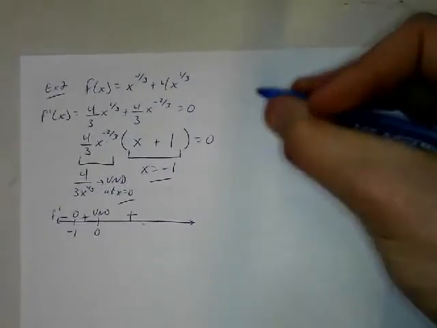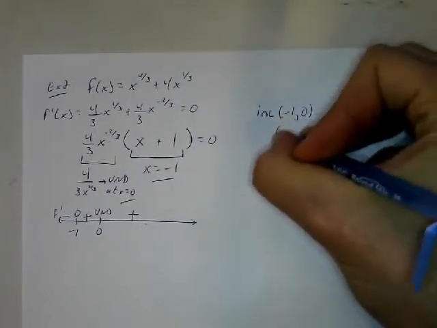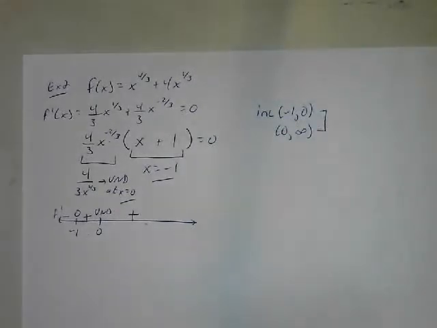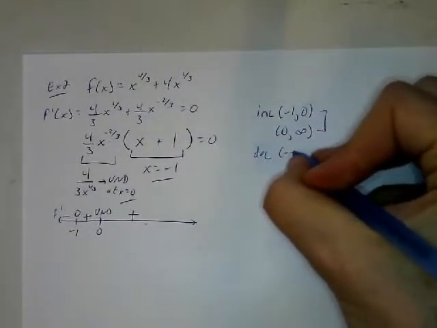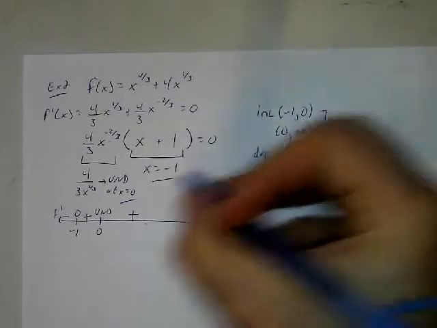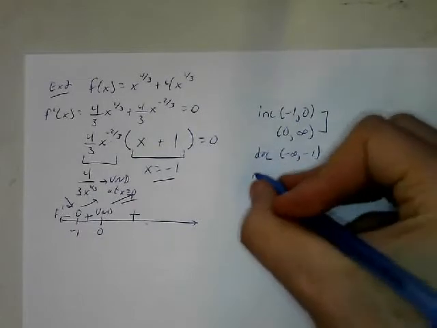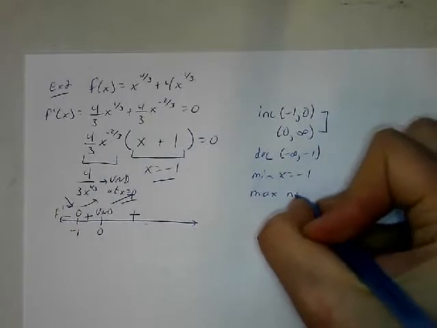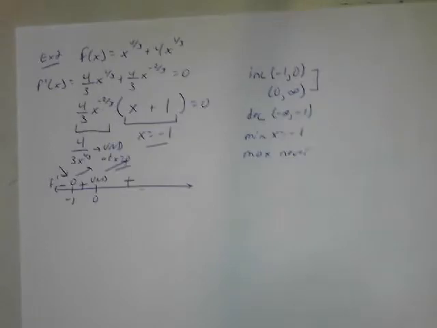Therefore, this is increasing from negative 1 to 0, and then 0 to infinity. I cannot stress enough that these must be separated. At 0, it is neither increasing nor decreasing, it is undefined. It is decreasing from negative infinity to negative 1, and if I draw this out, you have a min at x equals negative 1, sorry, negative 1. And a max, never. That's your first derivative analysis.